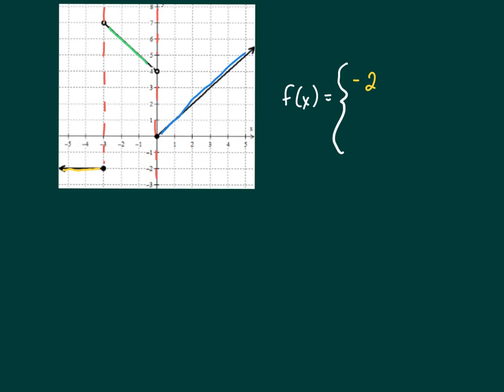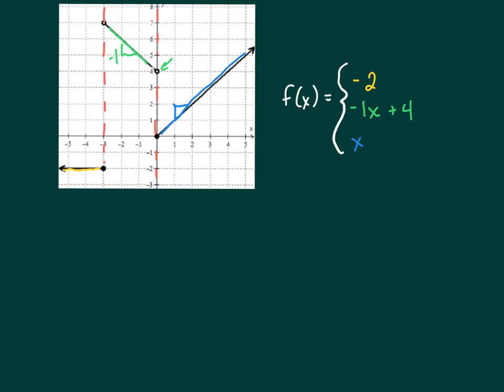For the green one, I have a y-intercept of 4 and a slope of -1. So that's going to be -1x plus 4. And then for the blue, this is a slope of 1, so just x, and it's got a y-intercept of 0, so I could write plus 0, but I don't have to. What I need to put in next is the domain restrictions.